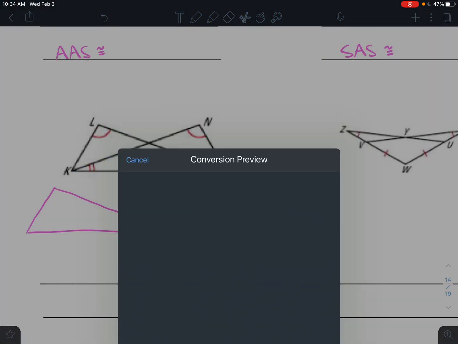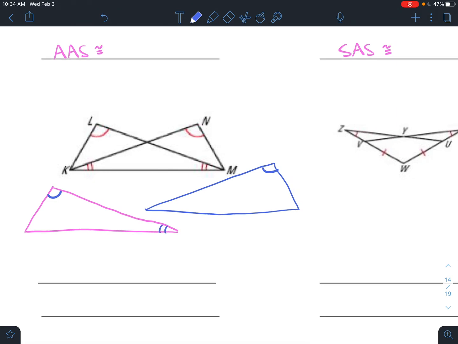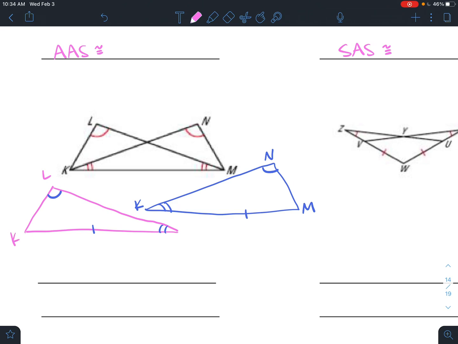So if I pull these apart, you can see that angle L and angle N are congruent. You can also see that angle M and angle K are congruent, and they share KM down at the bottom. So this is KNM and LKM. They share that reflexive piece. Triangle LKM is congruent to triangle NMK by angle side congruence.